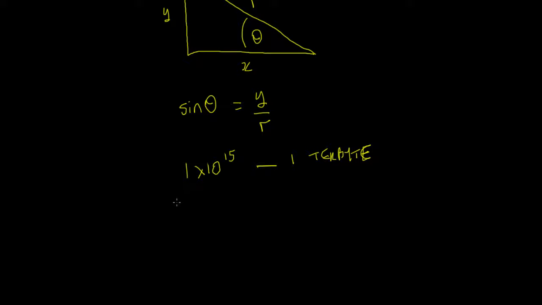So if we had 90 degrees, we'd have 90 times 10 to the 15, so 90 terabytes of space would be required in your calculator. Now that's not feasible, and that's obviously not the way that it's done. The way that it's done is that your calculator runs through an algorithm.